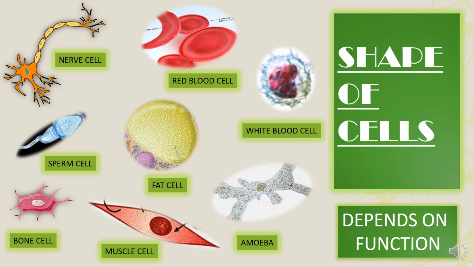So you can see that even in a single organism like a human there is a variety of shapes and structures of cells, but internally all cells are similar.